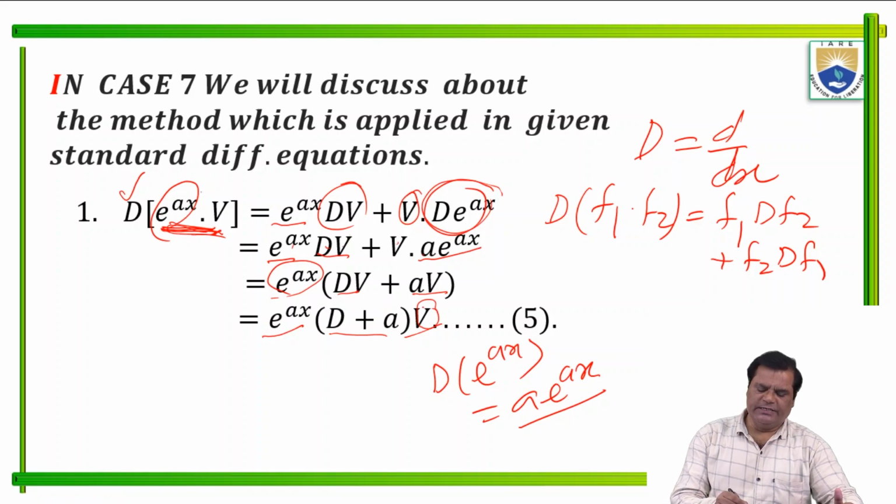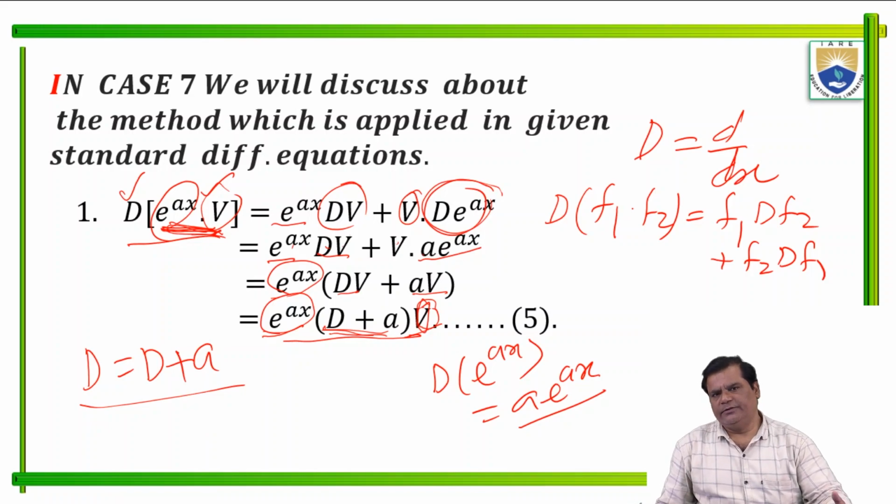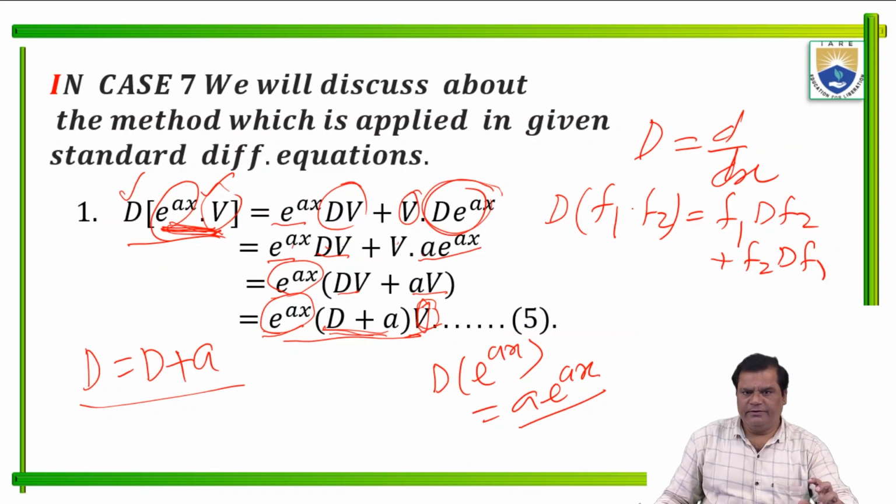So from the first result and this last result, what conclusion do we give? The exponential function comes to the left side, and v, the function of x, is on the right hand side. D converts into D plus a. This is the conclusion. D is differentiation, meaning the derivative with respect to x. Then in place of D we put D plus a.